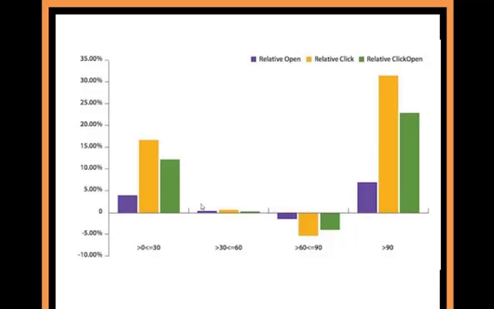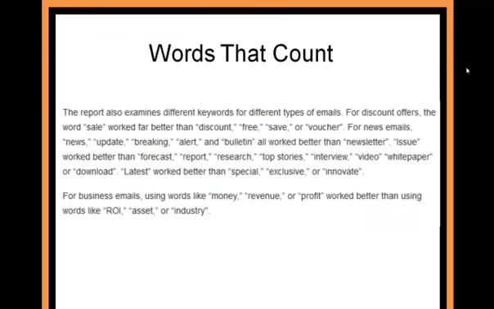Subject lines between 30 and 60 don't get any opens. So don't send a subject line out there 30 to 60 words, okay? Subject lines greater than 90 create the most opens. Relative clicks, clicks to open, almost 25%. They know exactly what you're going to do.